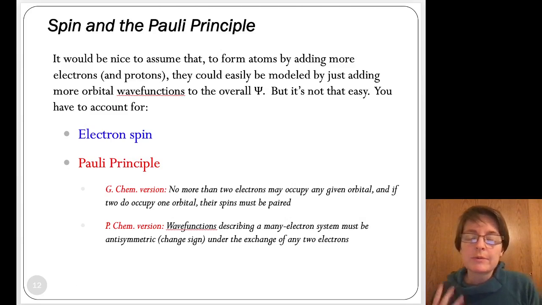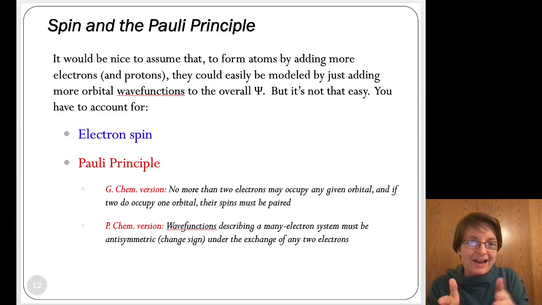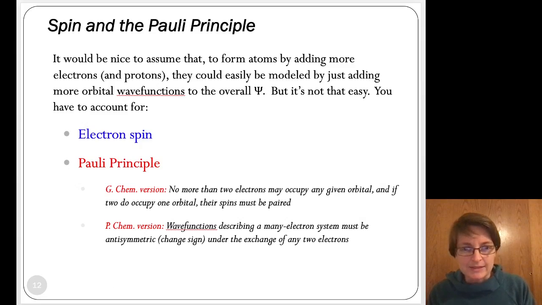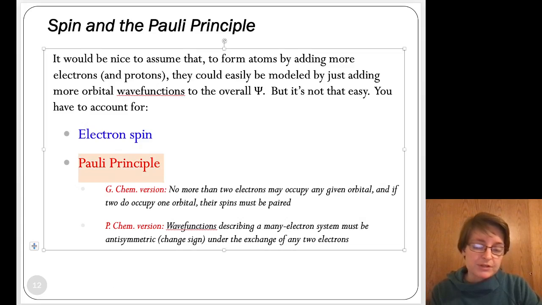Okay, so it would be really nice to assume that for the helium and for all other atoms on the periodic table, that in order to form the wave functions for atoms with more electrons and more protons, we could just tack on extra terms to our wave functions that describe each electron slowly filling up the 1s orbitals, then the 2s orbitals, and the 2p orbitals. But it's not quite that simple. We also have to account for the electron spin, and we have to account for the Pauli exclusion principle.